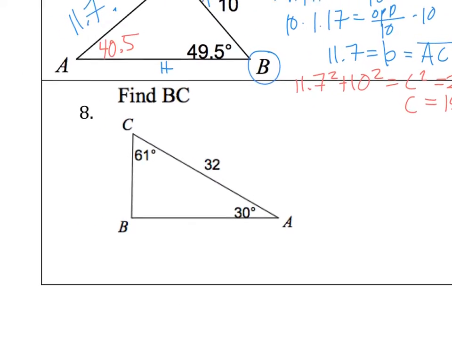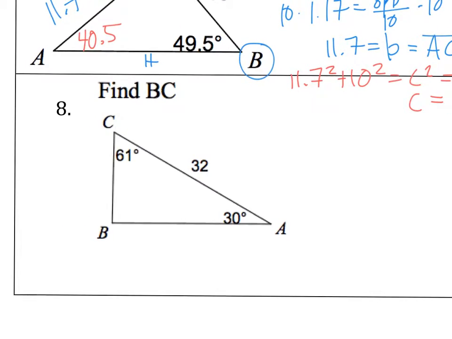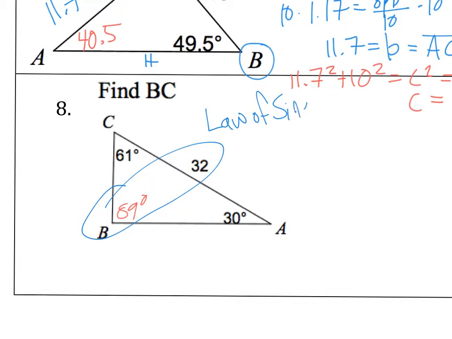Continuing ever onward, we're looking for side BC. This appears to be a non-right triangle, especially considering that my third angle is going to be 89 degrees. And I've got to figure out if I want to use law of sines or law of cosines. Given that I know some opposite information, law of sines is a good bet. So I'm going to write law of sines. Okay, so I'm looking for BC. That's over here. So I'm going to use that set of information also.